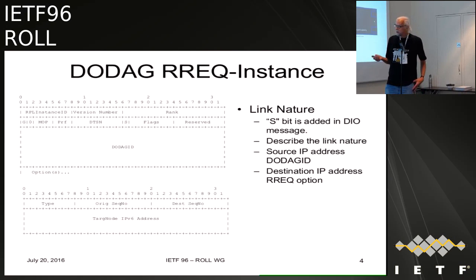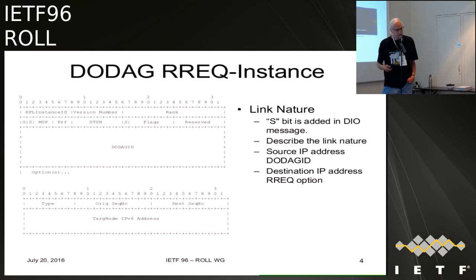And we'd like to support symmetric routes, which means that if you have a set of links that offer a route from the source to the destination, then the destination can just use that to go back to the source because it's symmetric. And so for that purpose, we have this S bit that's set in the route request instance. As long as it stays true, that means that the packet is still following symmetric links.